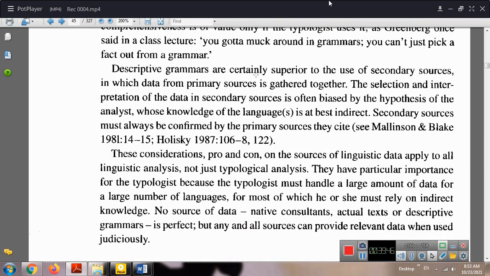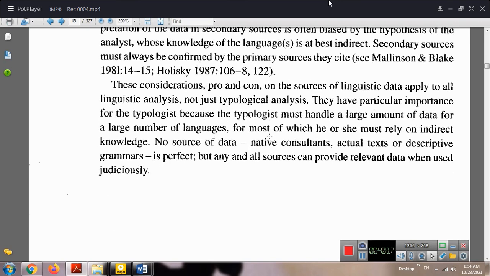Descriptive grammars are certainly superior to the use of secondary sources in which data from primary sources is gathered together. The selection and interpretation of the data in secondary sources is often biased by the hypothesis of the analyst, whose knowledge of the languages is at best indirect. Secondary sources must always be confirmed by the primary sources they cite.